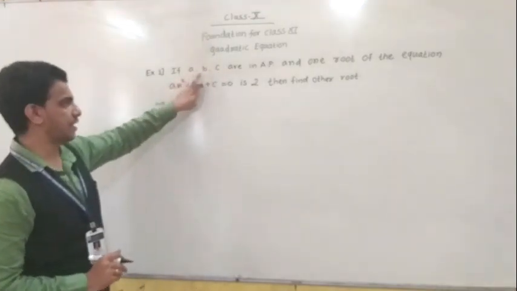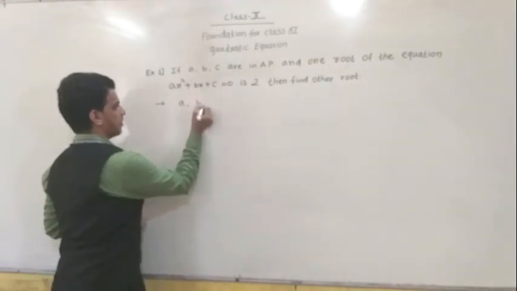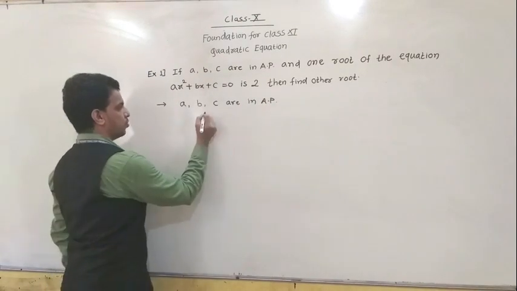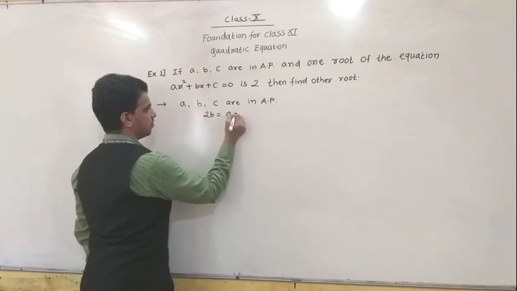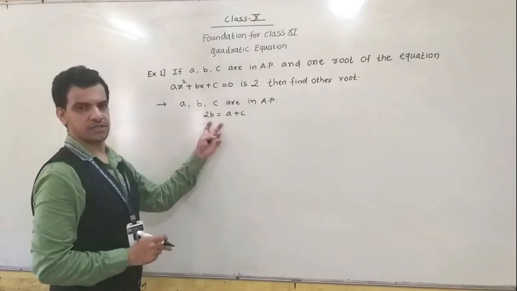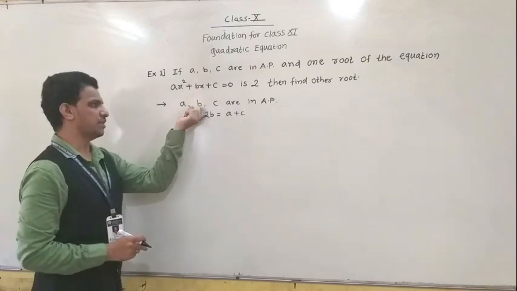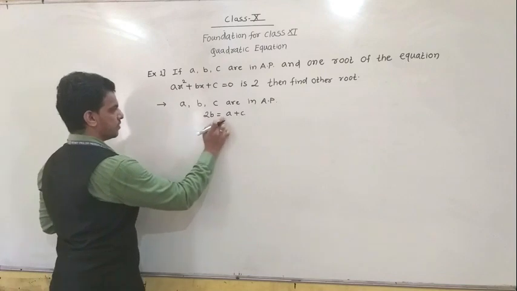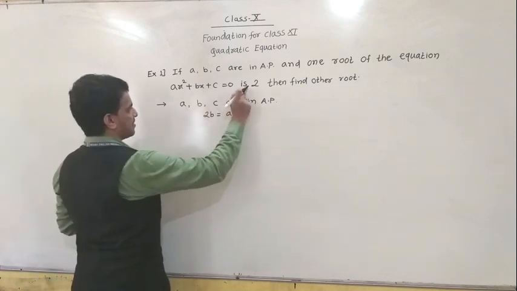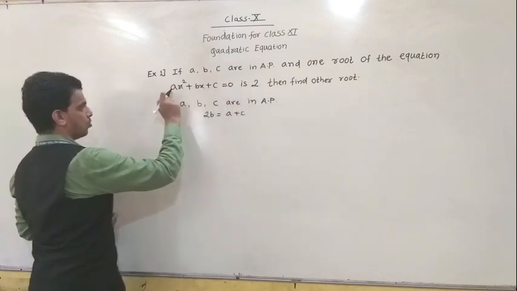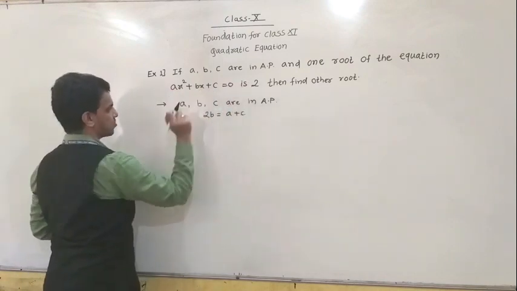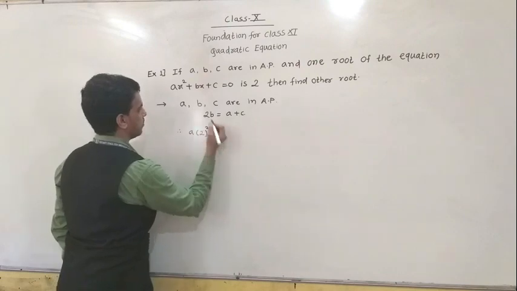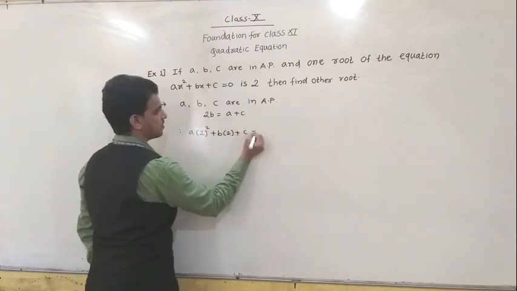So if a, b, c are in AP, then we know that 2b is equal to a plus c. 2 into the middle term is equal to the first term plus the third term, that is b is the arithmetic mean of a and c. So we have to use this property: 2b is equal to a plus c. Now what is given? 2 is a root of this quadratic equation, means 2 is satisfying this quadratic equation. Therefore we will get a into 2 square plus b into 2 plus c is equal to 0.